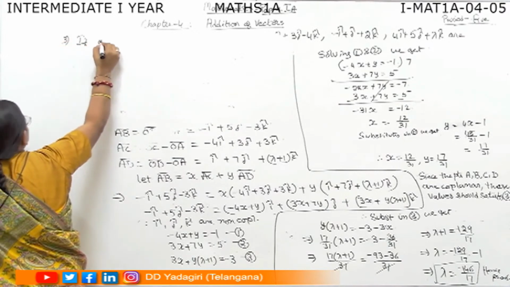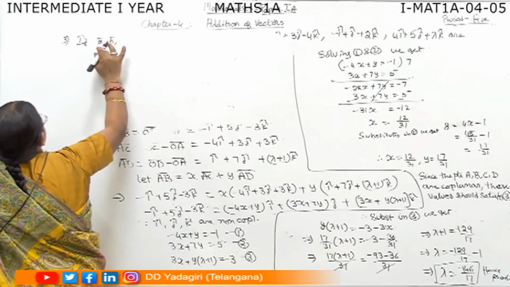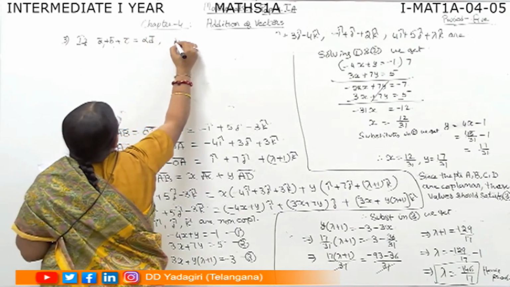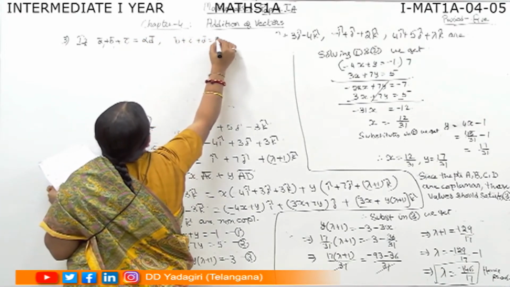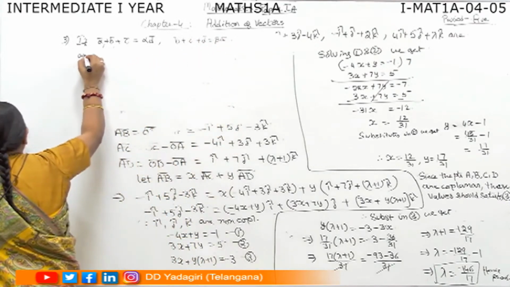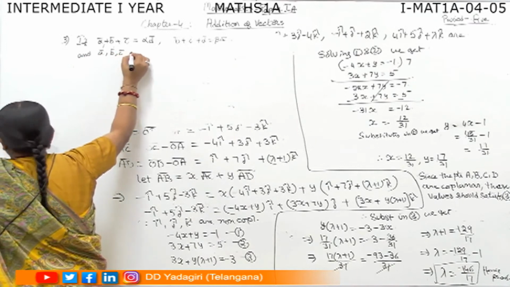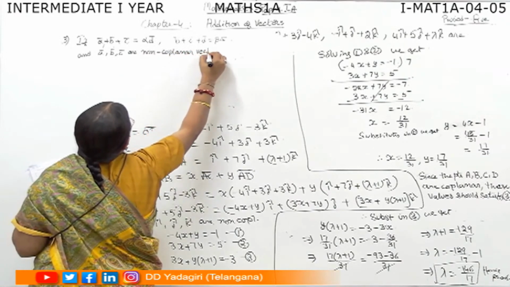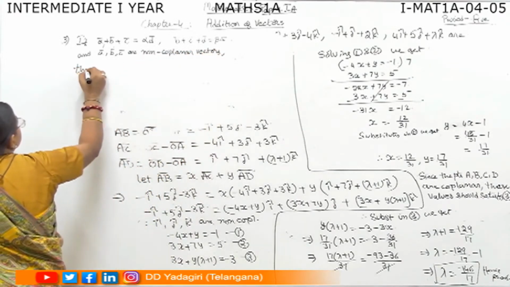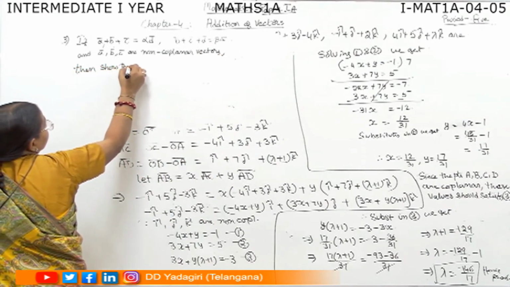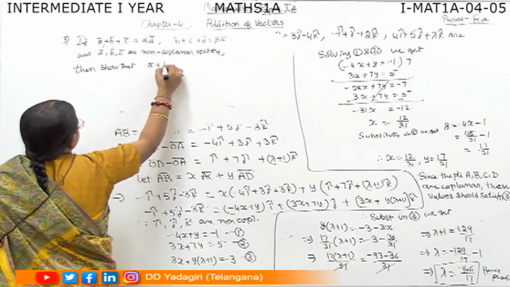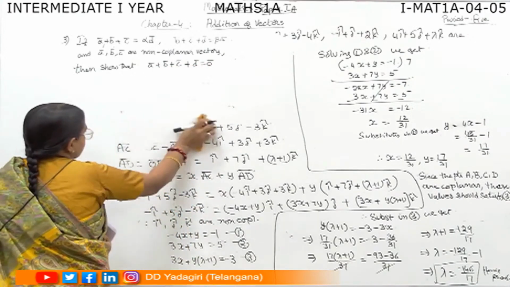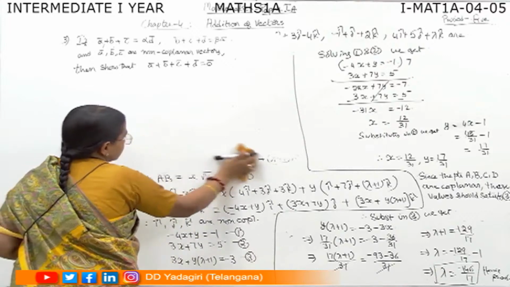Next it is the third problem. If A plus B plus C is equal to alpha D, and B plus C plus D is equal to beta A, and A, B, C are non-coplanar vectors, then show that A plus B plus C plus D is equal to 0. So this is the problem.